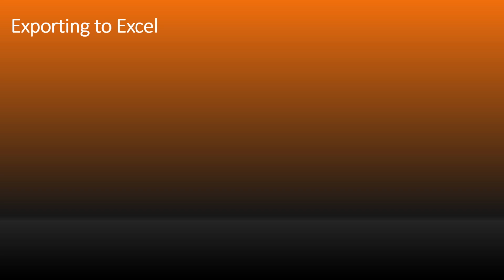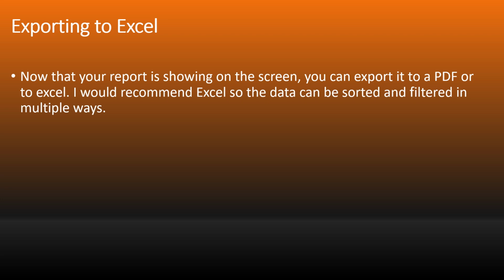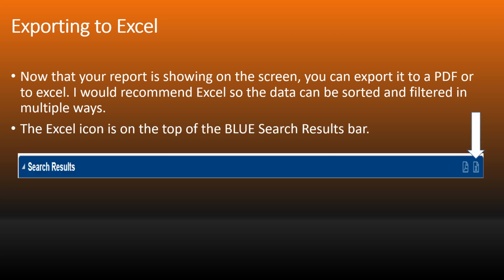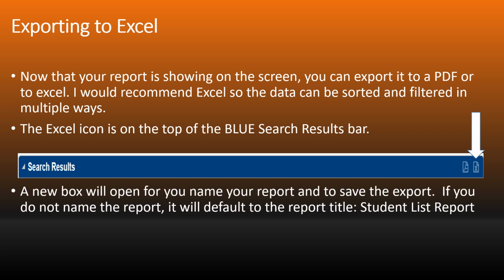You can also export your report to Excel. Now that your report is showing on the screen, you can export it to a PDF or Excel. I would recommend Excel so the data can be sorted and filtered in multiple ways. The Excel icon is on the top of the blue Search Results bar. A new box will open for you to name your report and to save the export. If you do not name the report, it will default to the report title Student List Report.